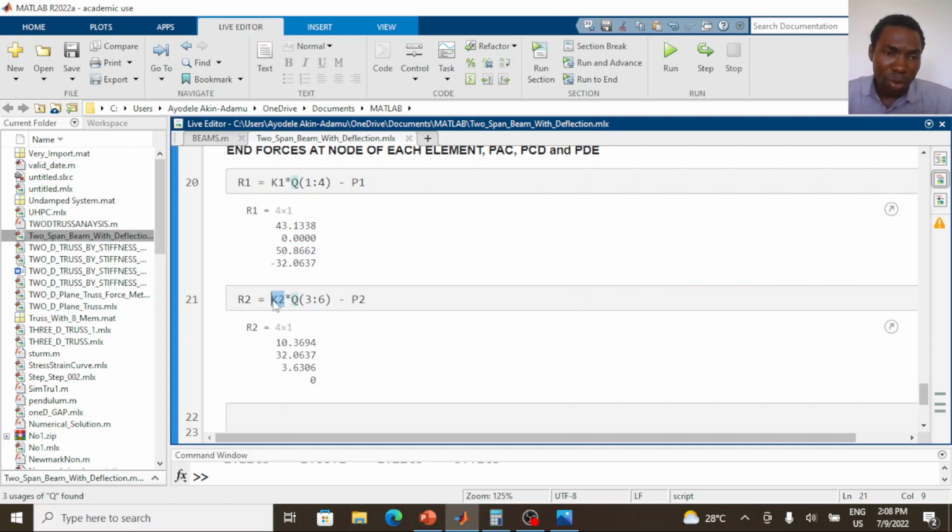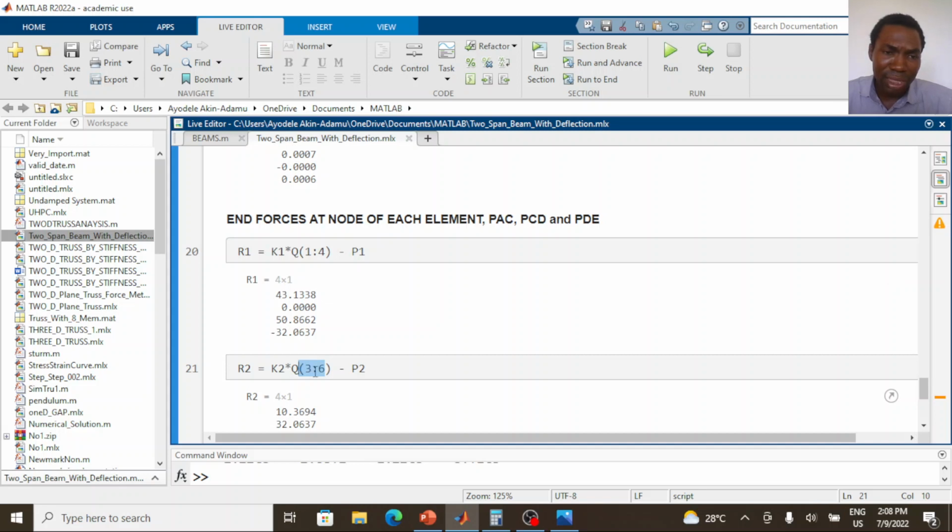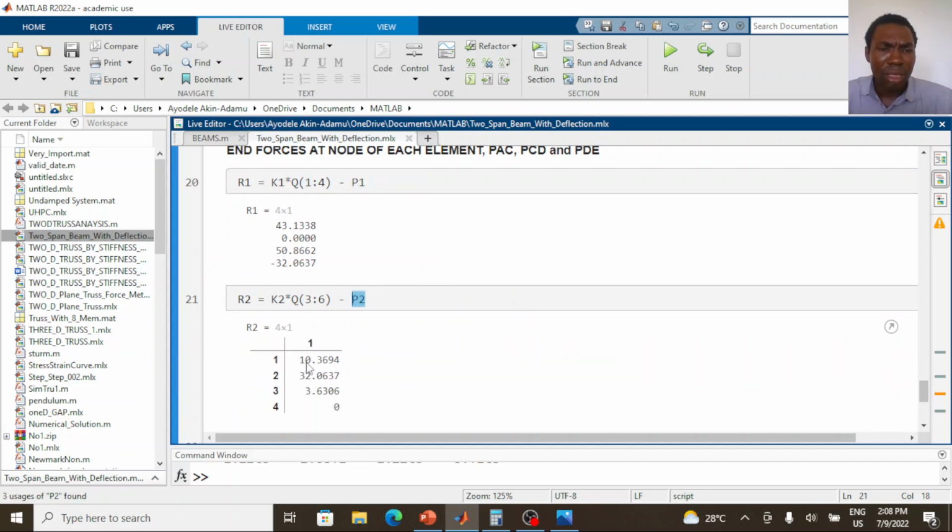So we use the same formula: K2, the local stiffness matrix for element 2, times the displacement vector for element 2. Here we're extracting the displacement values at positions 3, 4, 5, 6. That's why this is 3 column 6. You multiply this and subtract the force vector from it, and you get your reaction vector for element 2. The first two are the reaction vector at the start node, the last two the reaction vector at the end node. This is 10.369 kilonewton. This is 32.06 kilonewton meter. This is 3.63 kilonewton. This is 0 kilonewton meter.